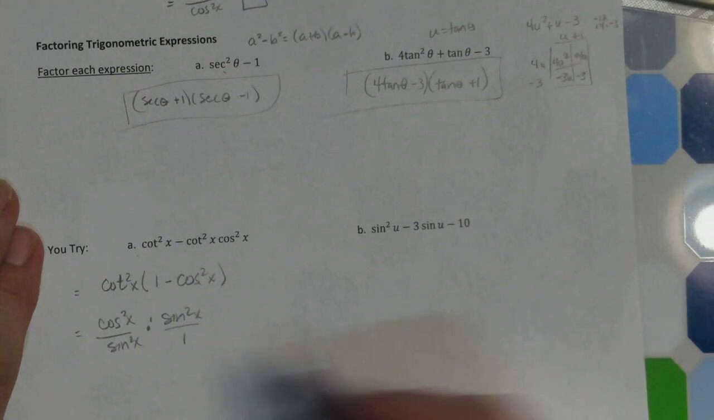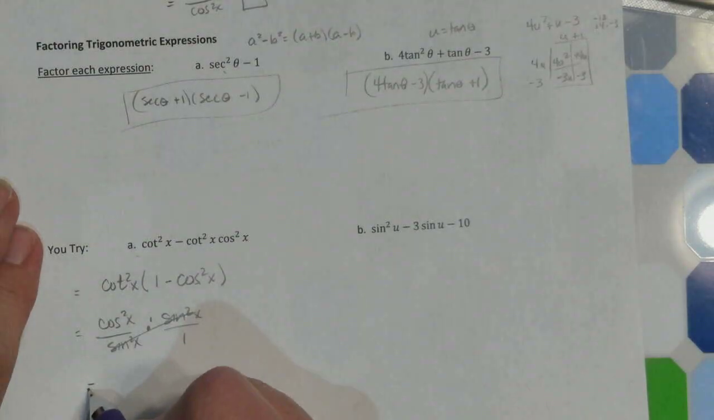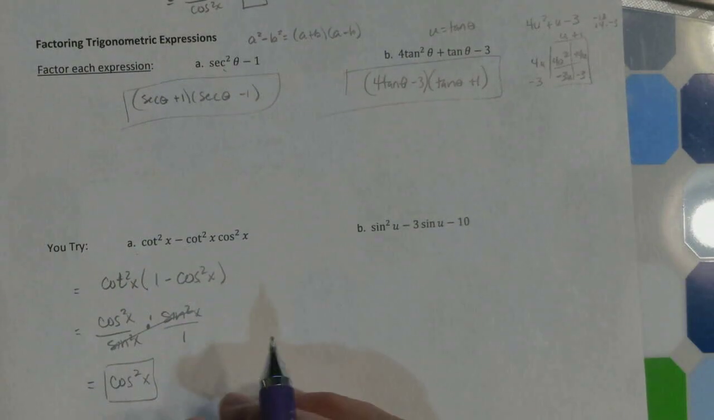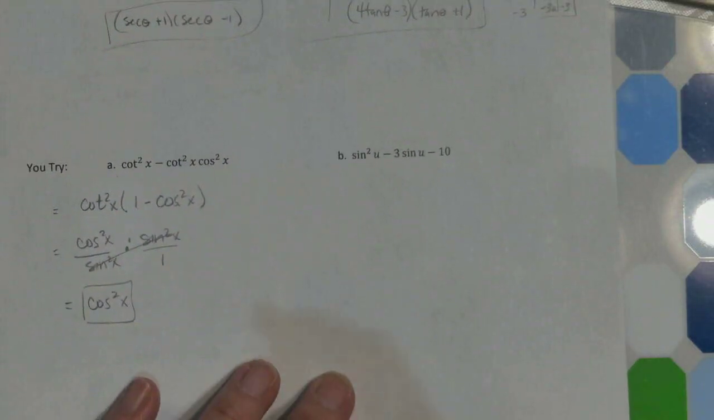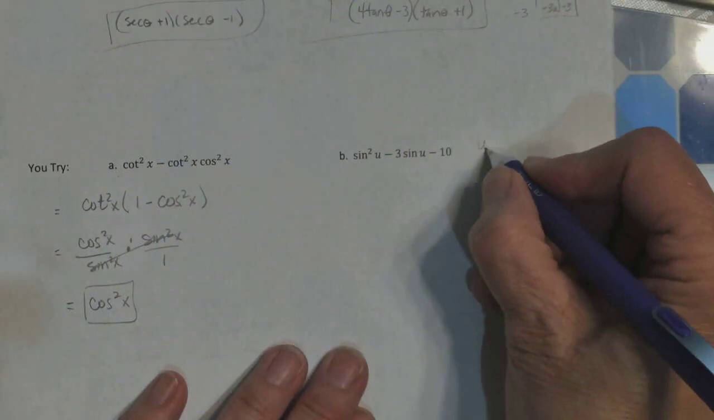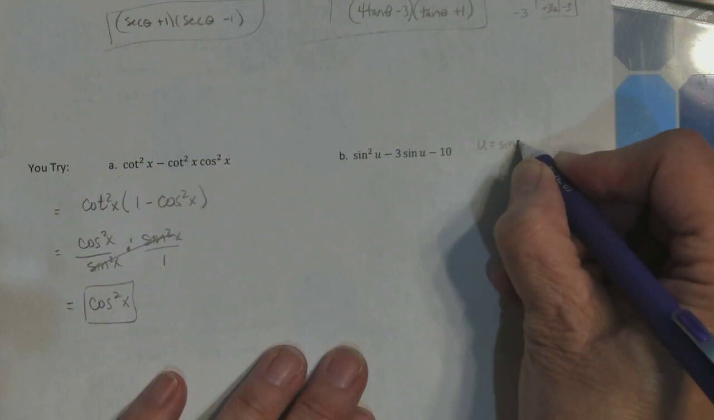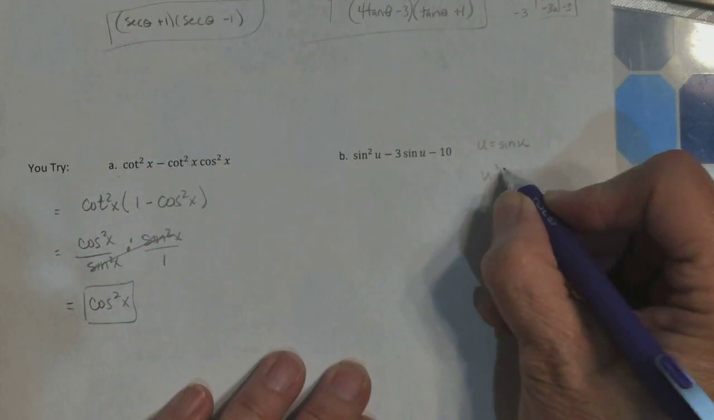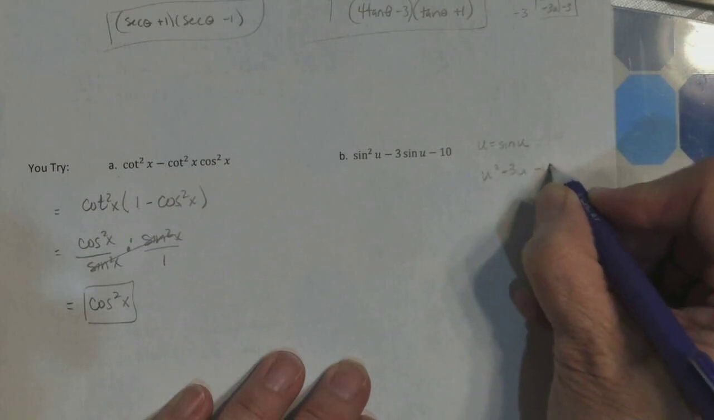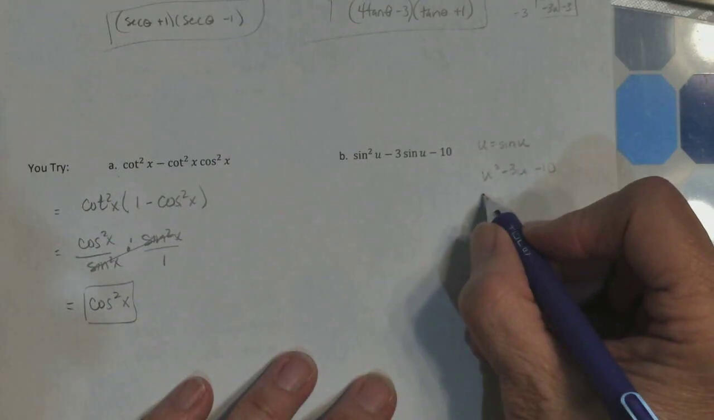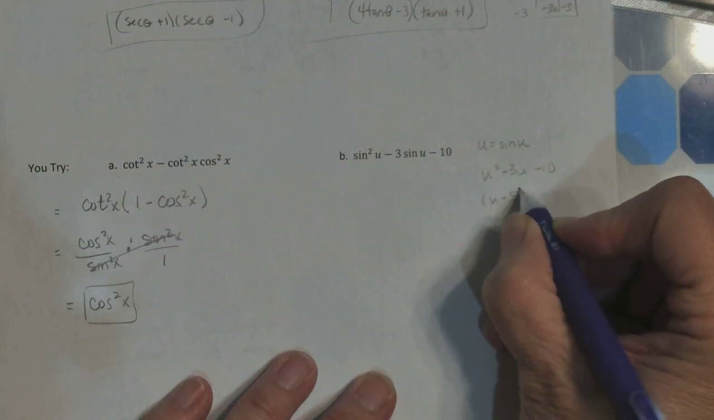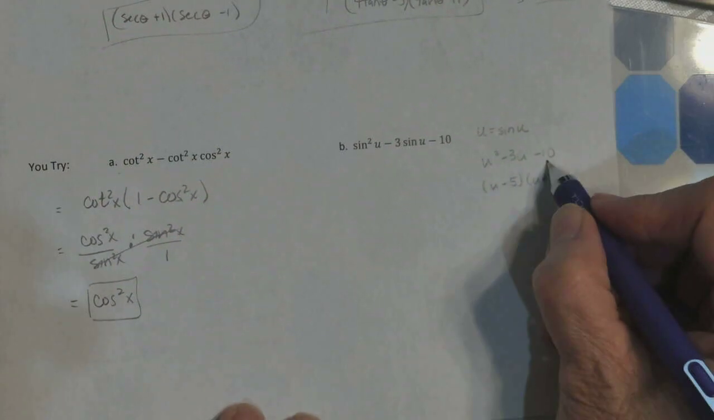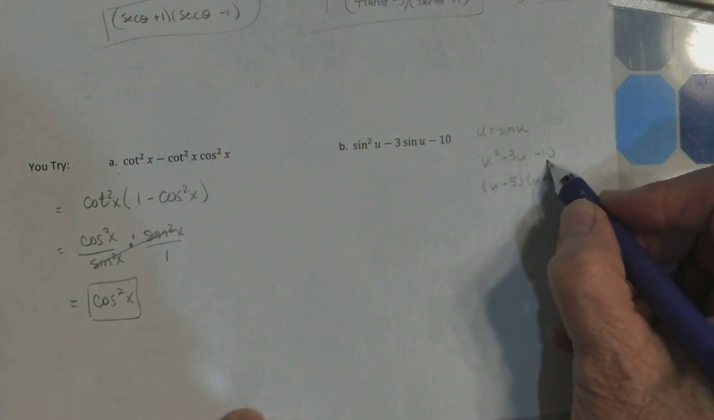This one has a cotangent squared on both of them, so I'm going to factor that out, and that's going to leave me 1 minus cosine squared x. Well, cotangent squared could be written as cosine squared x over sine squared x, and 1 minus cosine squared x can be written as sine squared x, technically over 1. Those two divide each other out. That leaves me cosine squared x.